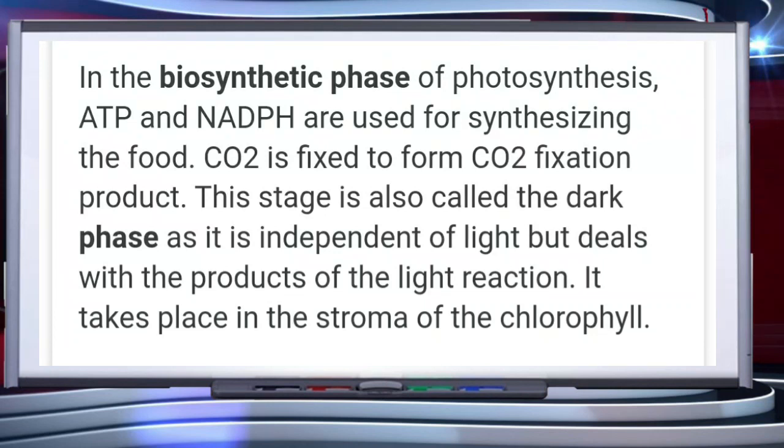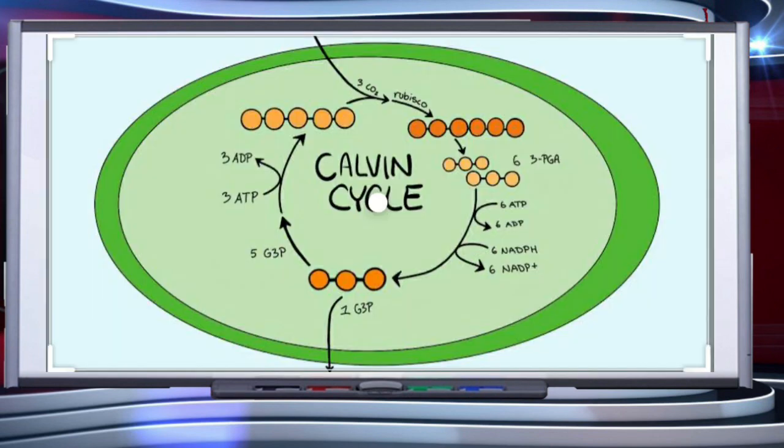Now let's talk about the dark reaction or the biosynthetic phase of photosynthesis. The process by which carbon dioxide is reduced to carbohydrates is called carbon fixation. It makes use of the ATP and NADPH produced in the light phase. It occurs in the stroma of chloroplast by a series of enzyme catalyzed reactions. The path of carbon in the dark reaction was traced by Melvin Calvin through a technique called autoradiography using C14. Hence, it is termed as Calvin cycle.